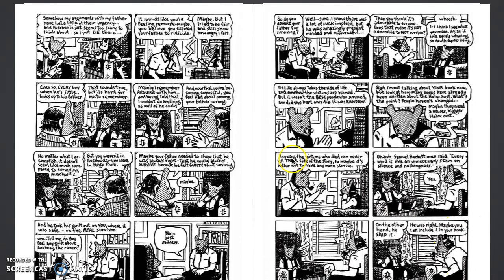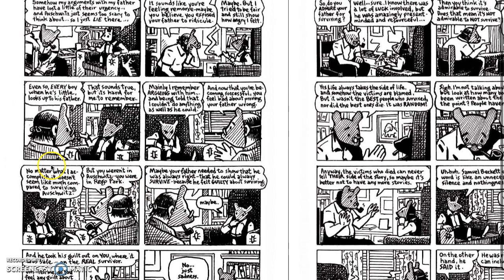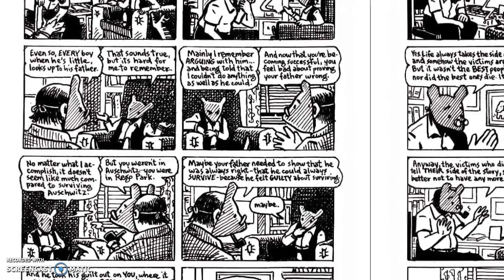When he says here, mainly I remember arguing with him and being told that I couldn't do anything as well as he could. And then we've got this really famous quote here, and he says, no matter what I accomplish, it doesn't seem like much compared to surviving Auschwitz. I think that's really important. Artie feels, Spiegelman feels inadequate. He feels like no matter what he achieves, his father survived the Holocaust, so nothing he does will ever live up to that, all right?